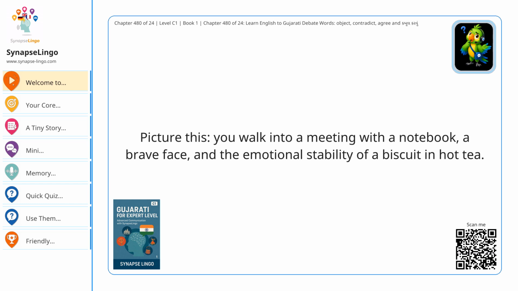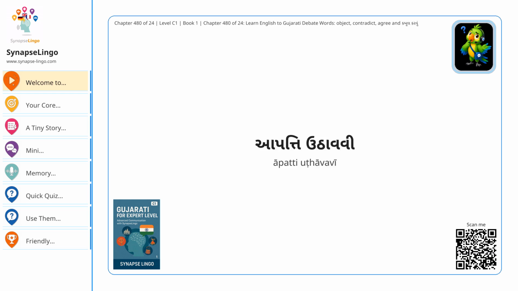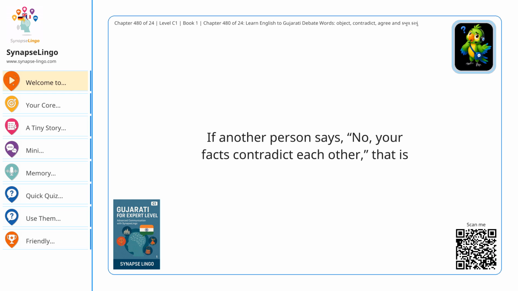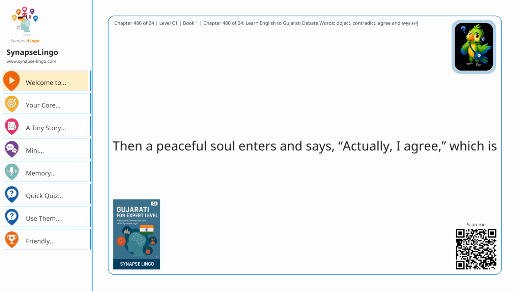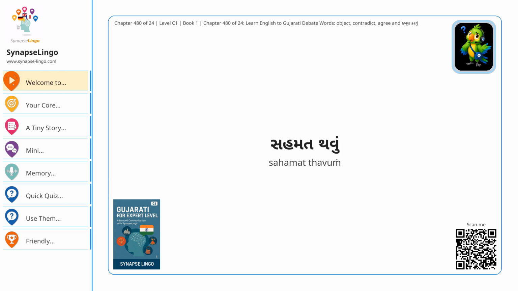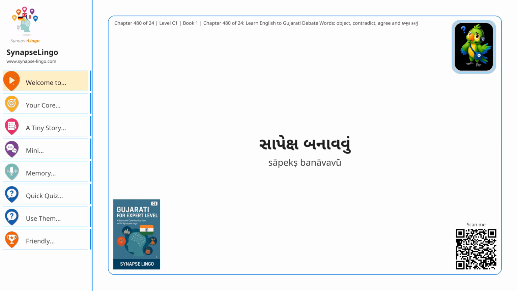Picture this. You walk into a meeting with a notebook, a brave face, and the emotional stability of a biscuit in hot tea. Someone says something wild. You want to say, I object. In Gujarati, that is, આપત્તિ ઉઠાવવી. If another person says, no, your facts contradict each other, that is, વિરોધ કરવો. Then a peaceful soul enters and says, actually, I agree, which is, સહમત થવું. A wise auntie in the corner adjusts her glasses and tells everyone to put things into perspective. સાપેક્ષ બનાવવું.